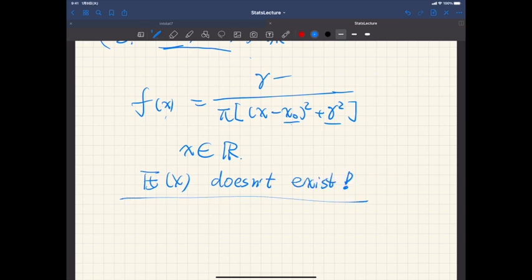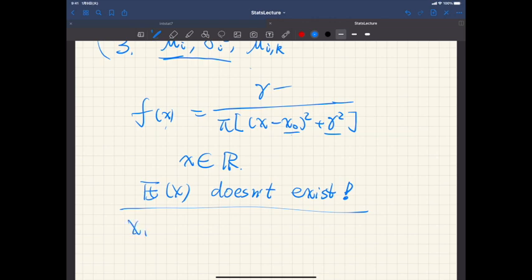So therefore, if x1, x2, and so on follow this type of distribution, then we cannot apply the central limit theorem.